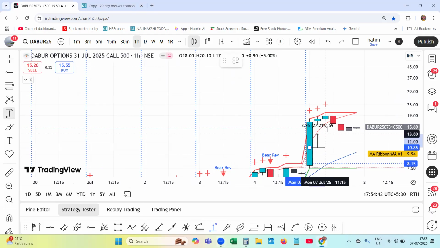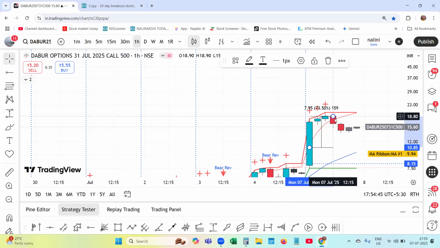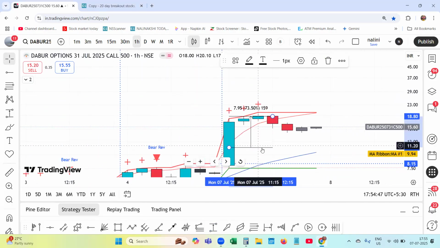Let me take it from here to here. You are getting 73 percentage. 73% of gain. That is for the money what you have put. For 10 rupees, 10.5 you are entering into it. Not much money. It is affordable.